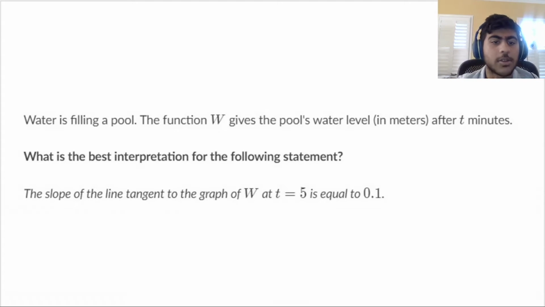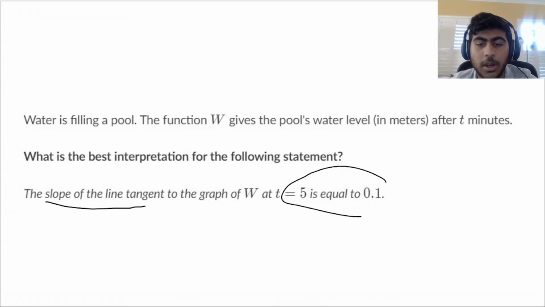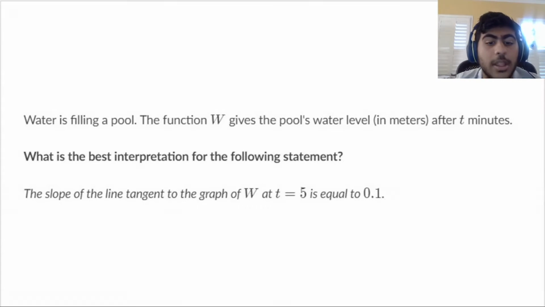So let's start with this question. We're interpreting this statement and trying to find how it relates to differentiation. Essentially we ask for the slope of the line tangent, and we see that at t equals 5 it's equal to 0.1. We can start to make some conclusions about what that means. How we're going to do this is we're going to think about what the function is and what is really going on in context. This is differentiation in context, not just in terms of a function and finding the numbers.